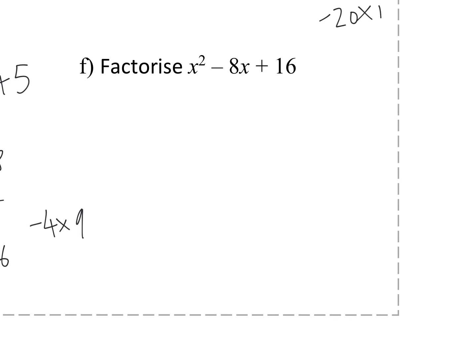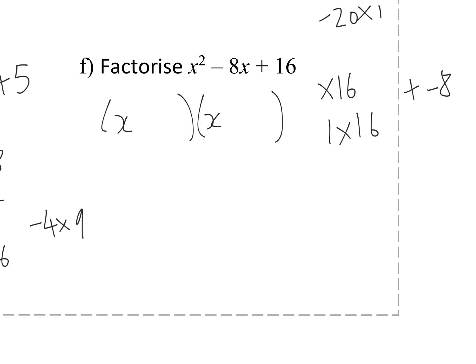In part F, we have to factorise x squared minus 8x plus 16. It'll be x at the start to give x squared. Then we're looking for two numbers which times to give the end, 16, and add to give the middle number, minus 8. So there's no point in looking at two positive numbers, like maybe 1 times 16, because they're never going to add to give a negative number. So look at the negative options instead.